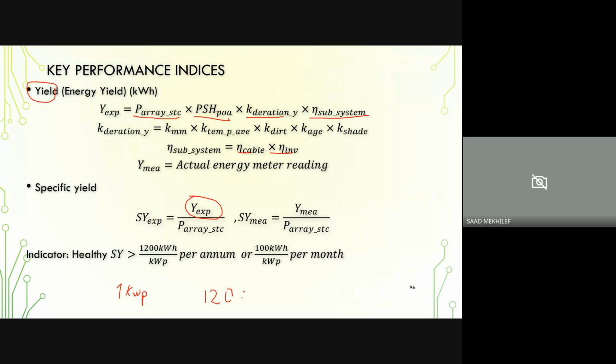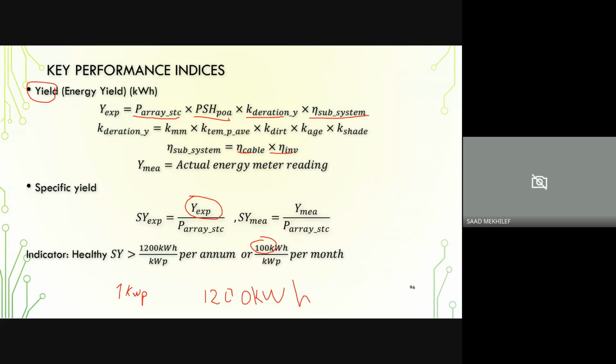This 1 kilowatt peak system should give at least, to be healthy, 1,200 kilowatt hour per year. So per year means when you see per month, it should give you 100 kilowatt hour per month.